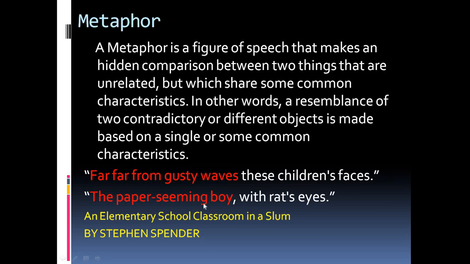The paper seeming boy with rat's eyes. Paper seeming boy means very thin. Paper is very thin. Okay, to explain how the boy looks, the poet Stephen Spender used the metaphor, the paper. Paper seeming boy, the boy looked like a paper, very thin. Okay, and with rat's eyes. Rat's eyes, this is also metaphor. Rat's eyes means like a rat always tries to find food.